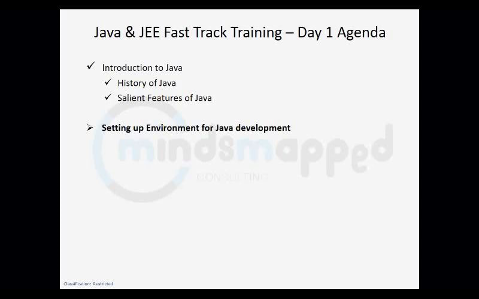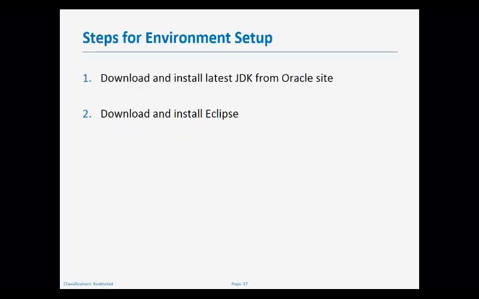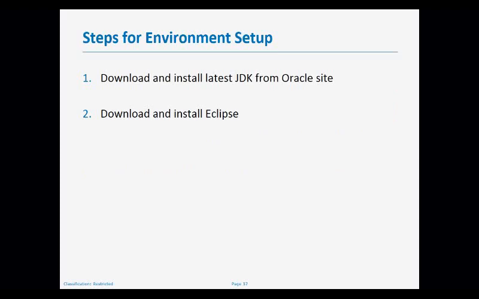So how do we set up the environment, and what are the tools that we would need? The first thing is the JDK. The JDK is available free of cost from the Oracle site. Earlier it was part of Sun Microsystems, today it is part of Oracle. You have to download and install the latest JDK that is available on the Oracle site. JDK is nothing but your Java development kit.